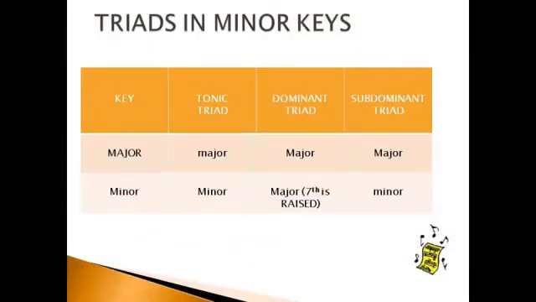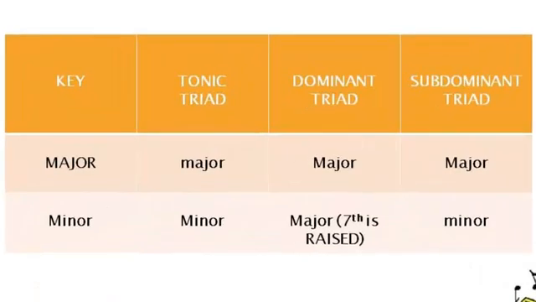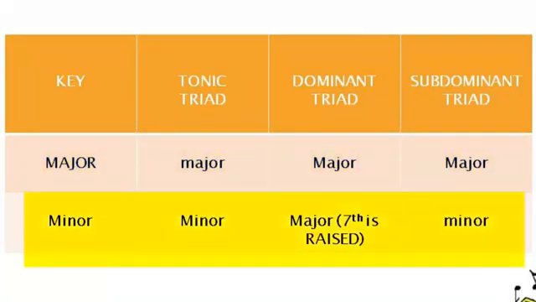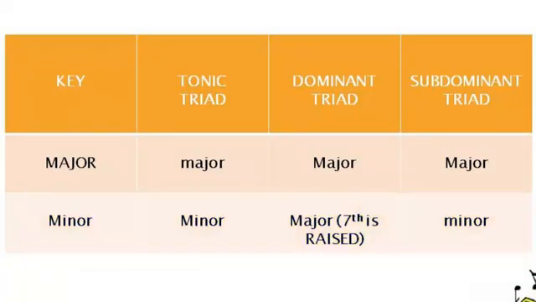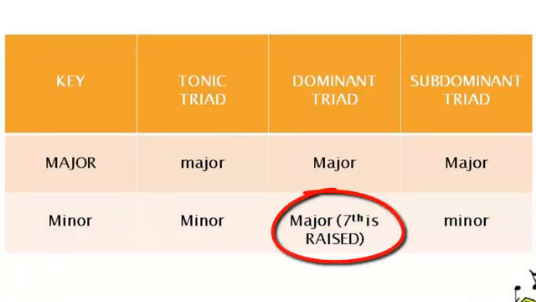This chart sums up our tonic, dominant, and subdominant triads in major and minor keys. In major keys, your tonic, dominant, and subdominant triads are all major. In minor keys, the tonic triad and the subdominant triad are minor. However, the dominant triad is always major because the 7th note must be raised.